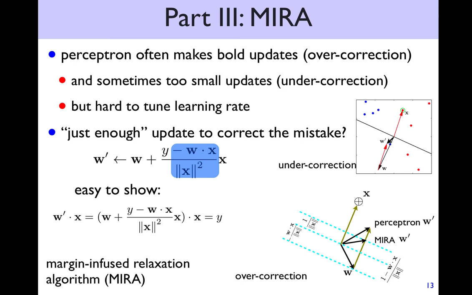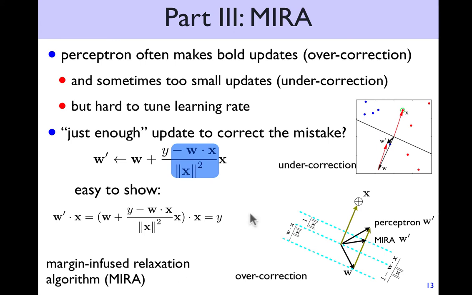Okay, part 3, Myra. So part 2 and part 3 are both about variations of perceptron. And Myra has a different motivation. Myra says that one of the biggest problems in perceptron is that perceptron often makes too bold or too small updates. Too bold an update is overcorrection, and too small an update is undercorrection.